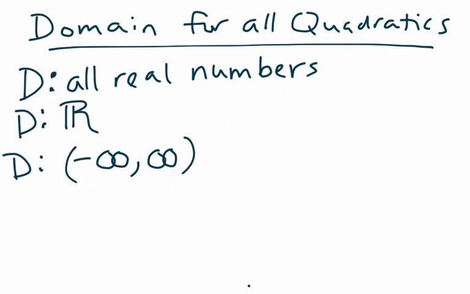Now, this is true for all quadratics. So if I were to look at, say, this quadratic, I could plug in anything that I want for the x. You think of positive numbers, negative numbers, decimals, fractions, and so forth. Now, the range is a little bit different.